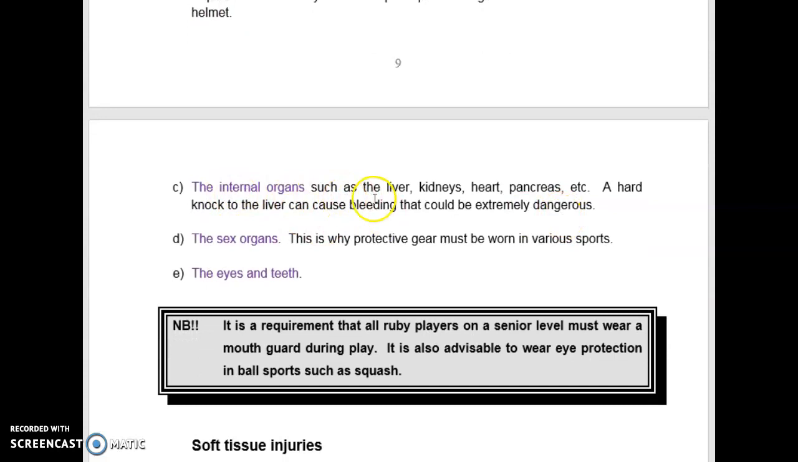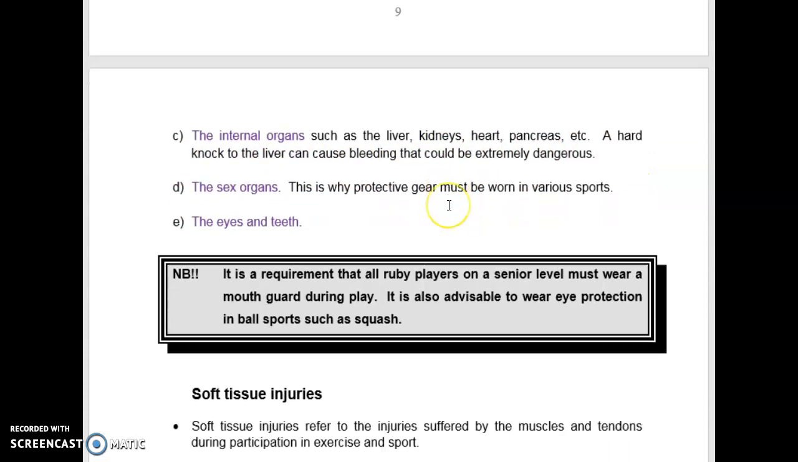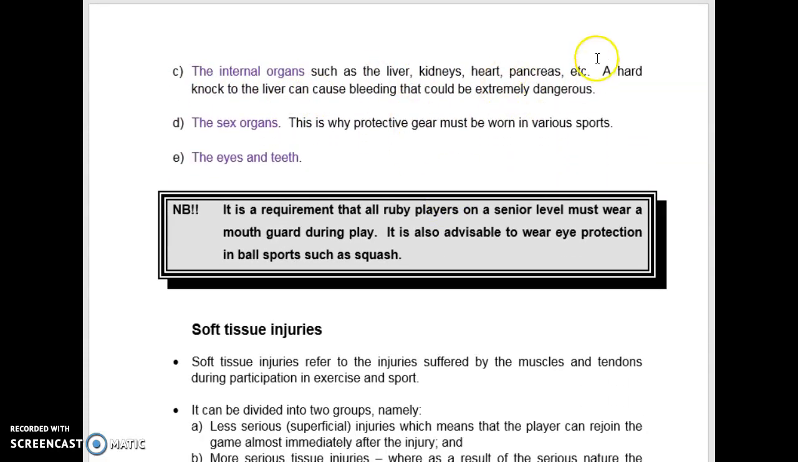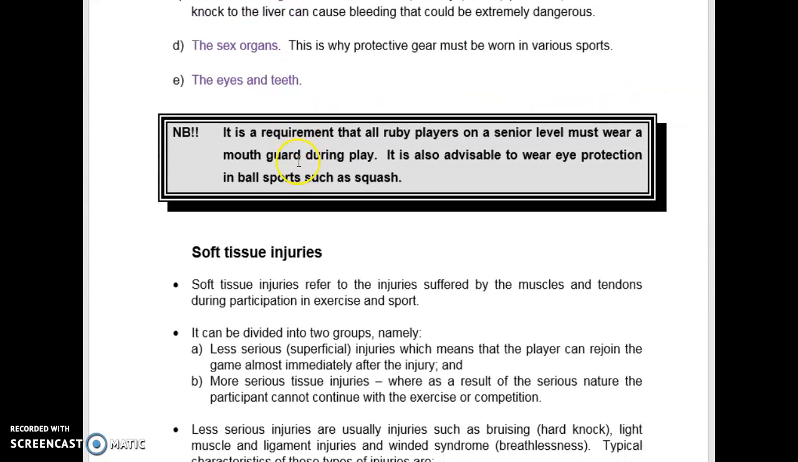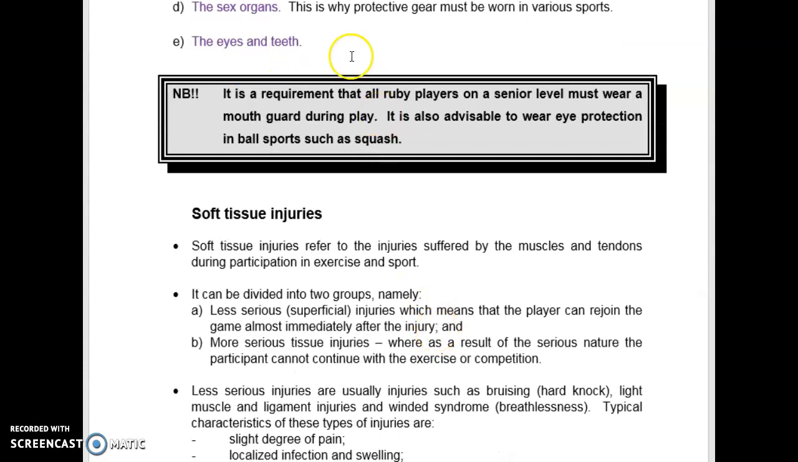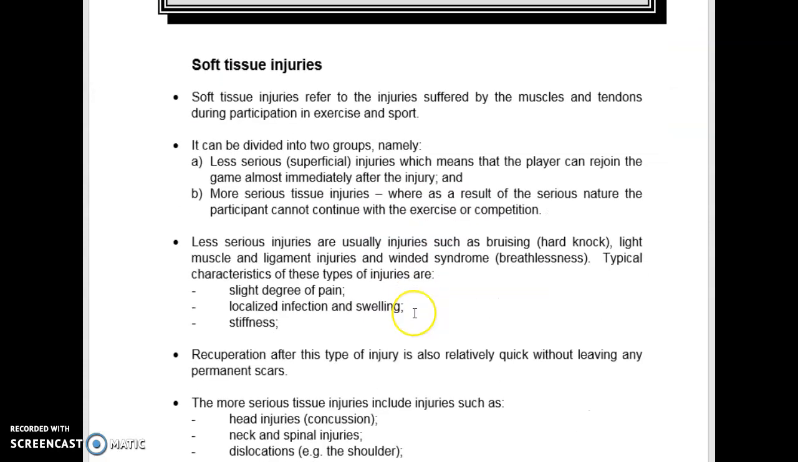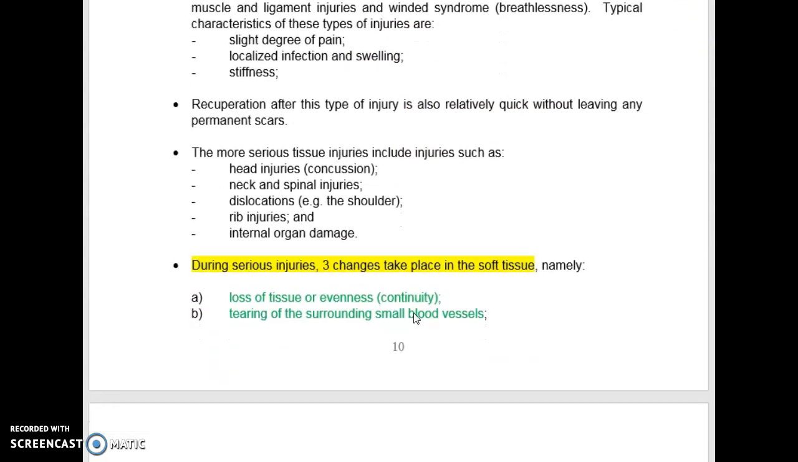The internal organs, such as the liver, the kidneys, the heart, and the pancreas. A hard knock to the liver can actually cause internal bleeding, and it's extremely dangerous. The sex organs: this is why protective gear must be worn in various sports, especially for men. And the eyes and the teeth, well, you can lose an eye or a tooth if you don't wear any. Rugby players, specifically at the senior level, must wear a mouth guard. Very good, a good thing to do.